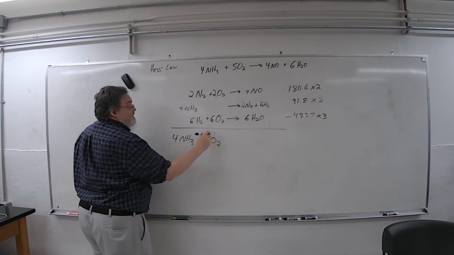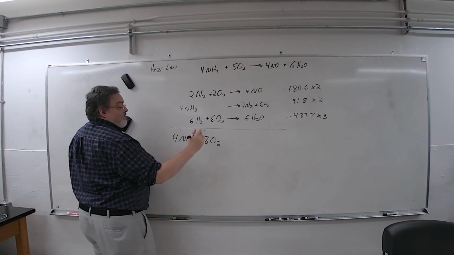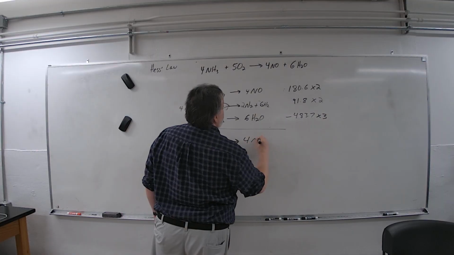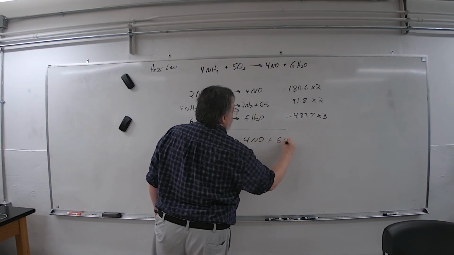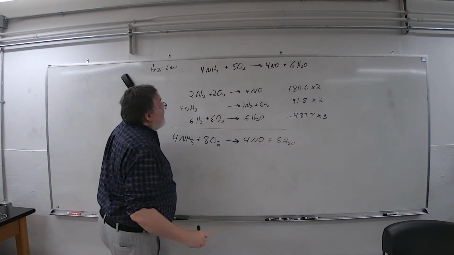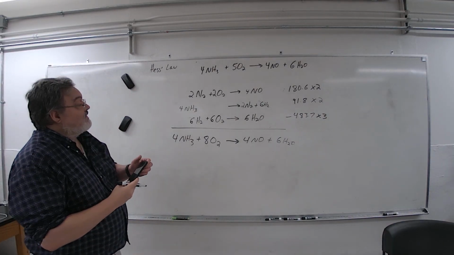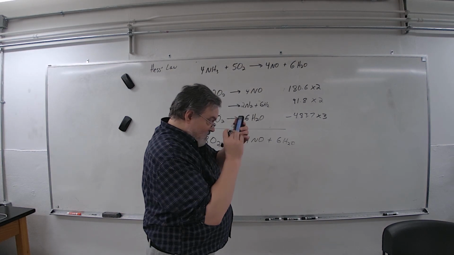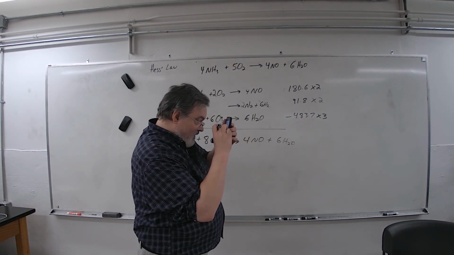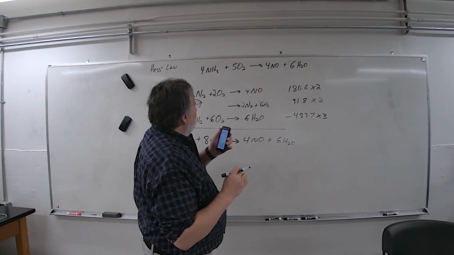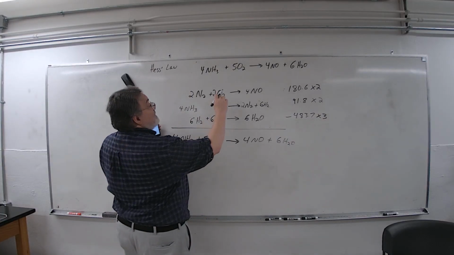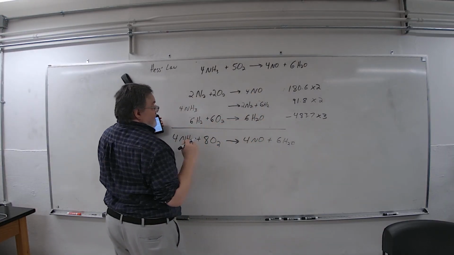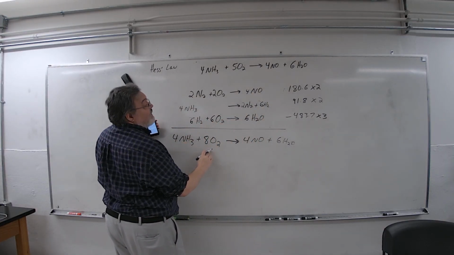So I've got 2 plus 6, 8 O2s, 4 NH3s, 4 NO plus 6 H2O. I bet that says 8. I bet that's an 8. If not, it's a 5. Is that balanced? 10 of those, 4. That's balanced, and this can be.